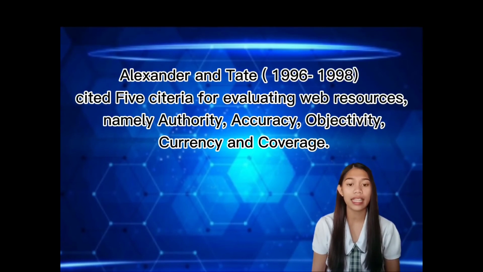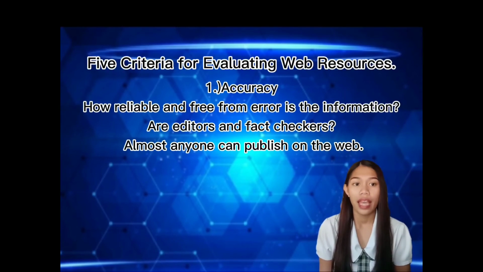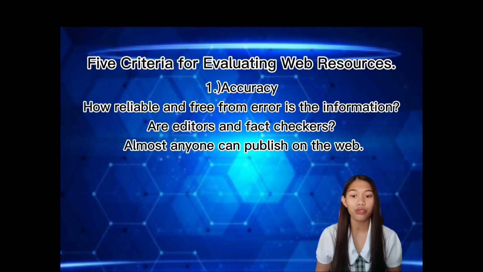According to Alexander and Tate in 1996 to 1998, he cited 5 criteria for evaluating web resources, namely authority, accuracy, objectivity, currency, and coverage. So first is accuracy. How reliable and free from error is the information, and are there editors and fact checkers on the website? Almost anyone can publish on the web. So we need to look for whether the information is reliable and whether there are editors and checkers on the website.